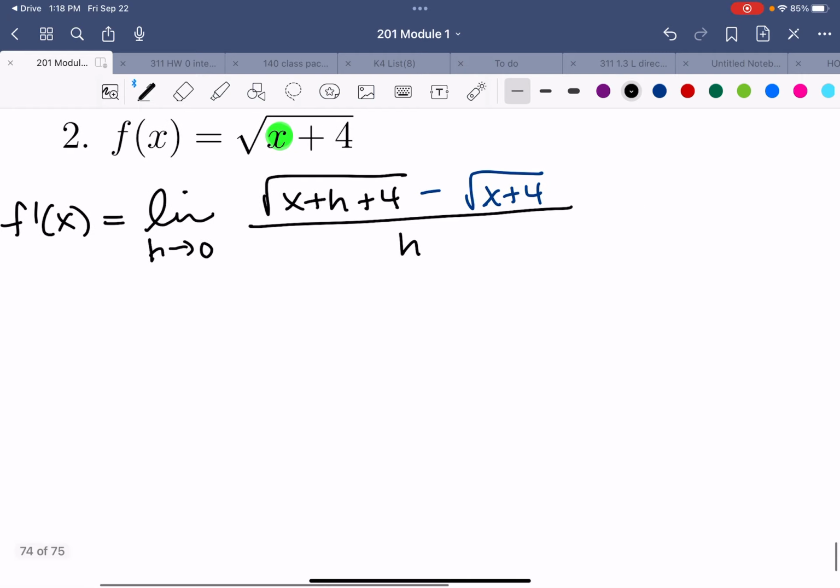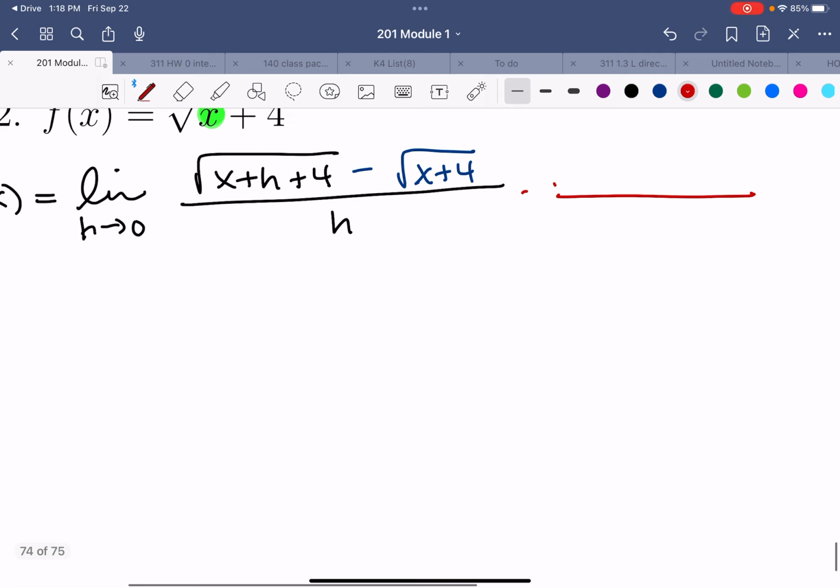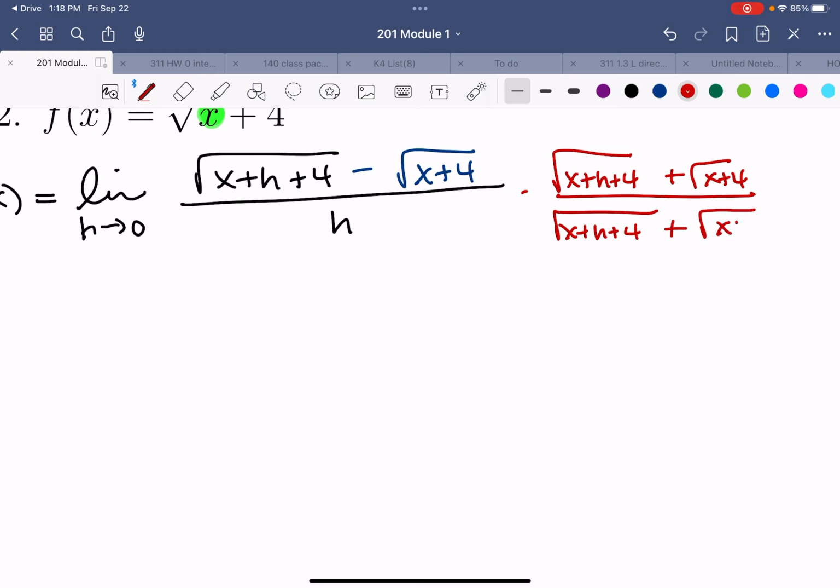Now, if we plugged in our 0, this would all cancel out. We'd get 0 over 0, so we know we've got to do some algebra work here. We're going to multiply by the conjugate because it's square roots, so x plus h plus 4 plus square root of x plus 4. Square root of x plus h plus 4 plus square root of x plus 4.